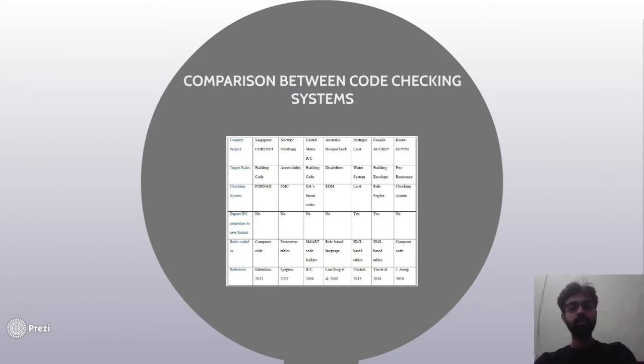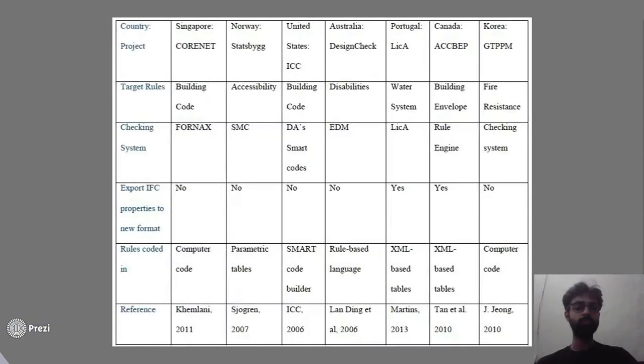Next, here is a brief comparison that I did for the various code checking systems. If you see, a table has been drawn here where the projects of the various countries, Singapore, Norway, US, Portugal, Canada, have been briefly compared, and the references have also been quoted. I have just taken the references. It covers what was based on IFC, what rules were coded in, and the checking system names. So this is a brief comparison, I should say.